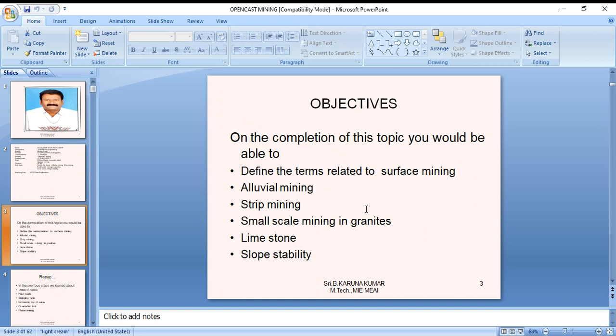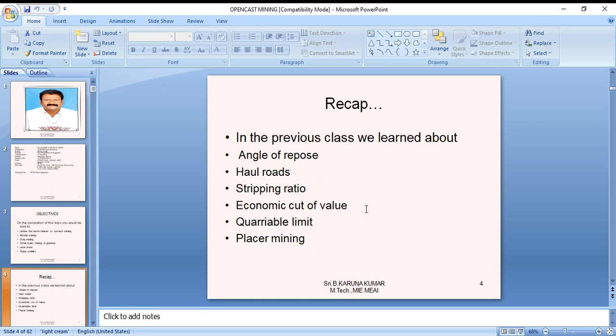Coming to the objectives of the class: after completion, we will be able to understand the different definitions of surface mining, particularly alluvial mining, strip mining, small scale mining, granite, limestone, and slope stability. Recapping the earlier classes you have completed: haul roads, stripping ratio, economic cut value, quarry limit, and placer deposits.